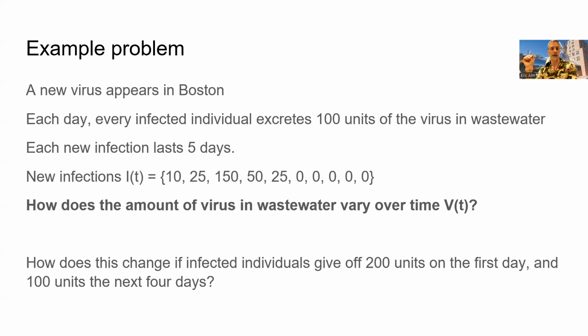And if we say that this is the time course: on day one, there's 10 people that are infected. Day two, there's 25. Day three, there's 150, then 50, then 25, and then no new infections. How much virus do we expect to see in the wastewater on any given day? I want you guys to just take 1 minute and plug through a few of those days. Okay. Put in some numbers for days 1, 2, 3, 4.